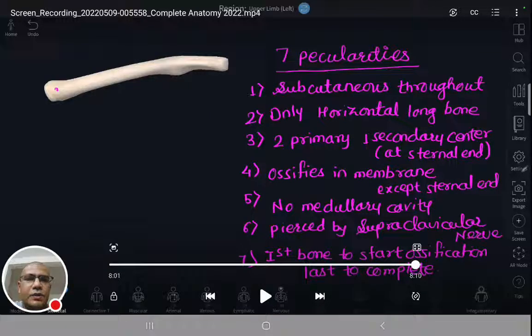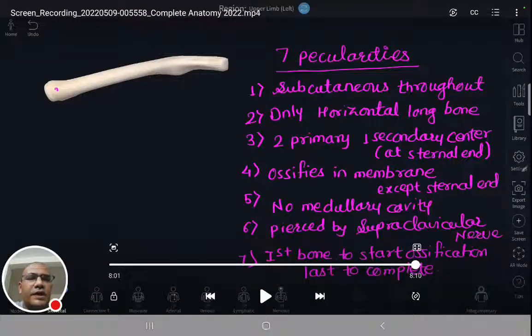It is the only horizontal long bone. So it is called a modified long bone because of this characteristic. Then it has got 2 primary and 1 secondary center. The secondary center is at the sternal end because the secondary center ossifies in cartilage, and the rest of the bone ossifies in membrane.